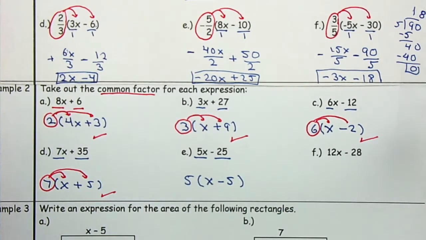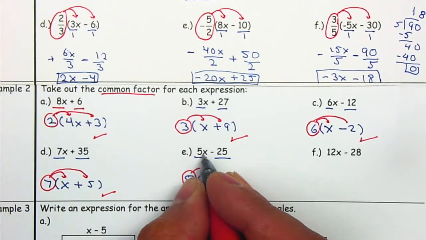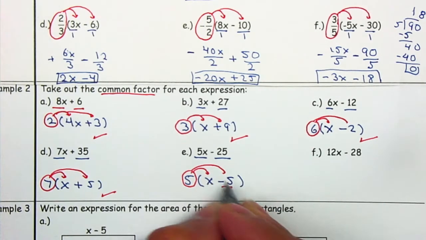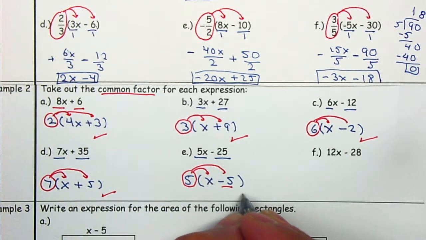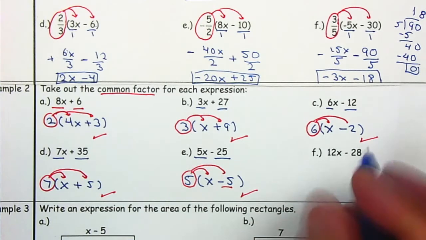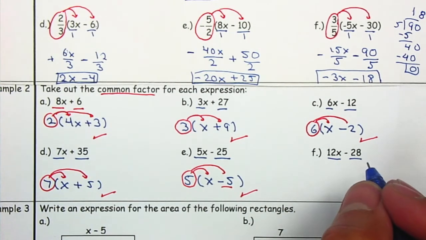I'm going to use my distributive property. So 5 times x, is that 5x? Yes. 5 times negative 5, is that negative 25? Correct. Last one, letter F. One number divides 12, that also divides 28. Remember, we are looking for the biggest number.